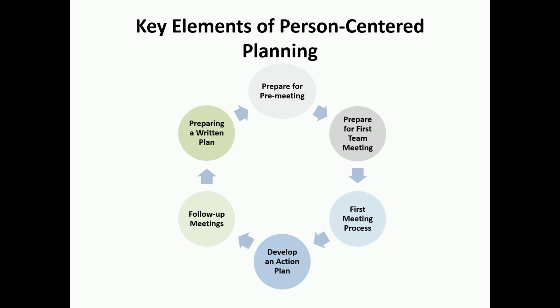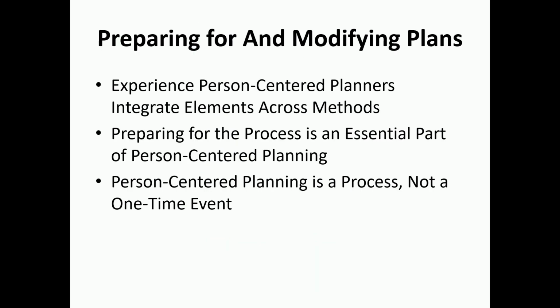We want to use that action plan in follow-up meetings. We want to come up with measures so that we can determine whether that action plan is being followed. And then we want to prepare a written plan. And then that just all circles back around, and we continue to have these meetings and improve the quality of life for an individual.